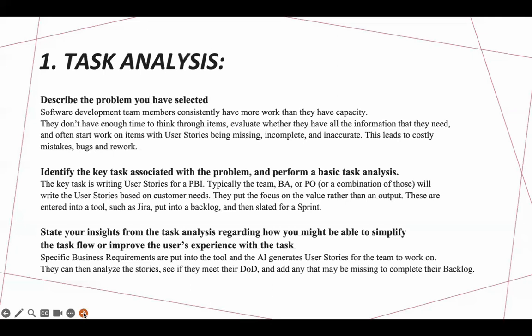Identify the key task associated with the problem and perform a basic task analysis. The key task is writing user stories for a product backlog item. Typically, the team, BA or PO, or a combination of these, will write the user stories based on customer needs. They will write it based on the value that will be created rather than output, or a checklist of tasks that I need to complete as a developer.